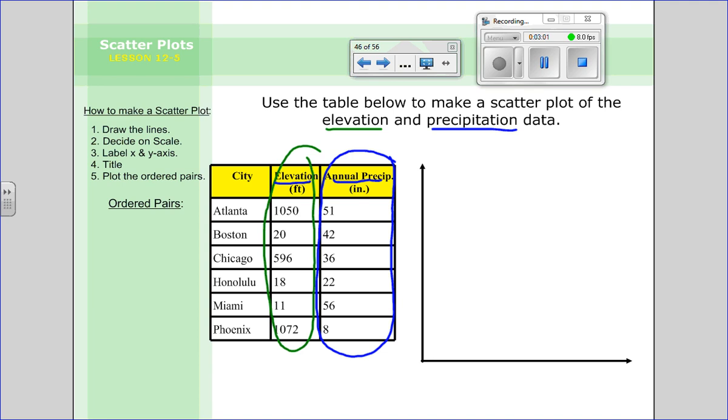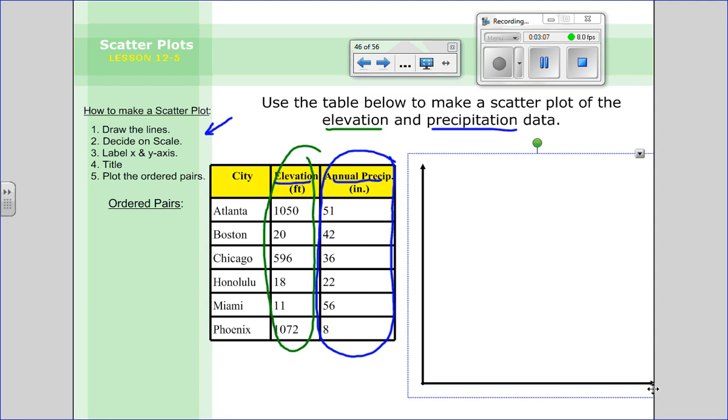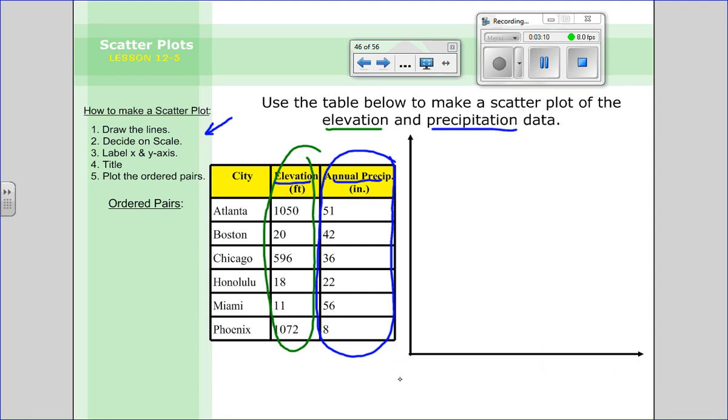So how to make a scatter plot? I have it listed here. First, number 1, draw the lines. You'll notice I already have lines started for myself, but when you do these for your homework, a lot of the times you're going to have to make these lines. Number 2, decide on a scale. We already said that below here is going to be elevation in feet, and here is going to be precipitation in inches.